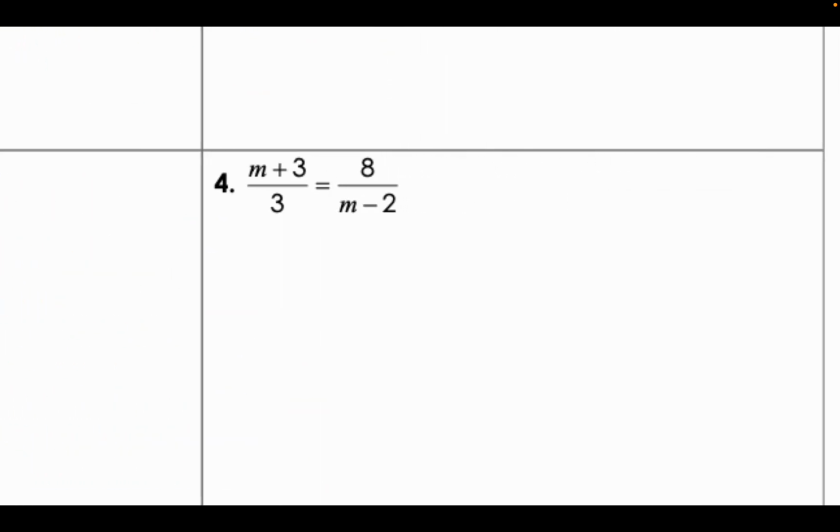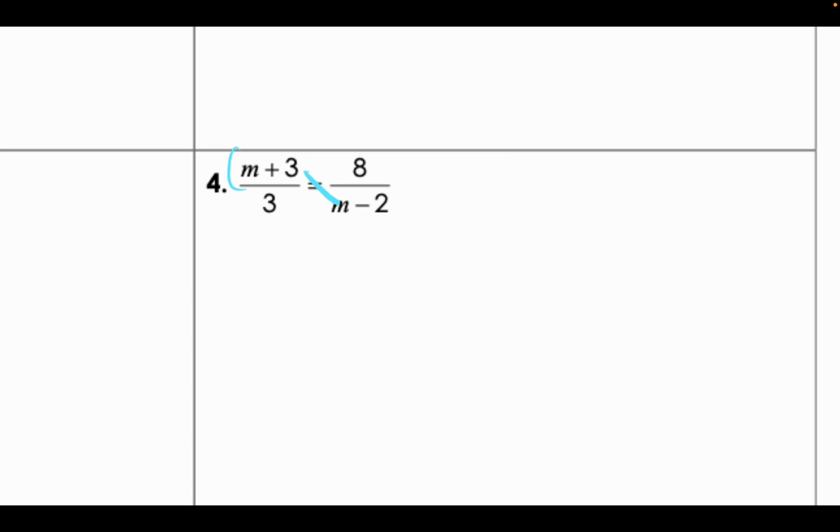Number 4, cross multiplying here, we're going to have to FOIL m plus 3 times m minus 2. It's for those of us that need to do our work on our paper here, which is probably most of us, we'll want to do this off to the side. So m times m is m squared, m times negative 2 is negative 2m, 3 times m is 3m, and 3 times negative 2 is negative 6. Combining like terms there gives me m squared plus m minus 6.